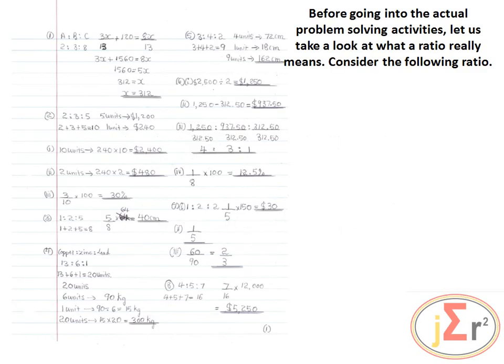Before going into the actual problem solving activities, let us take a look at what a ratio really means. Consider the following ratio. That ratio is given as 2 to 3 to 8.